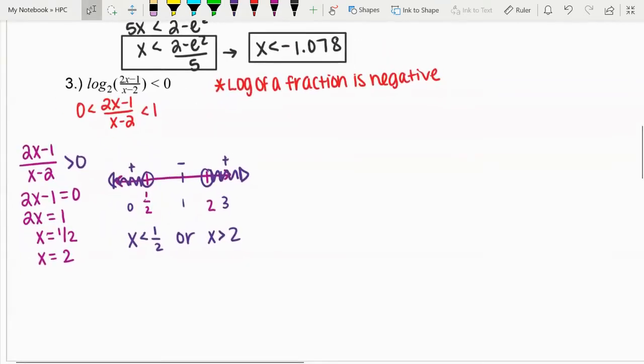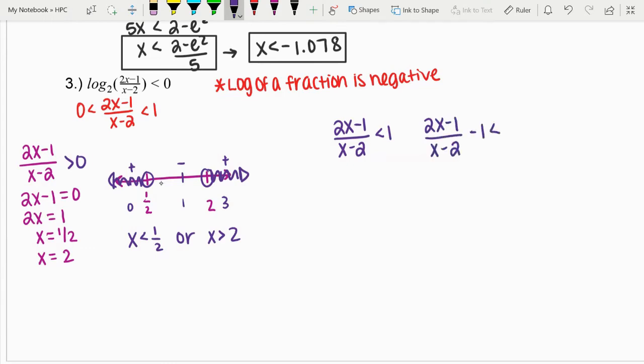Now we will repeat with our second inequality. So we have (2x minus 1) over (x minus 2) is less than 1. So I have (2x minus 1) over (x minus 2) minus 1 is less than 0. (2x minus 1) over (x minus 2) minus (x minus 2) over (x minus 2) is less than 0. Now we can just simplify since we have common denominators. Be careful with that negative. You have to distribute that negative. So we will end up having (x plus 1) all over (x minus 2) is less than 0.